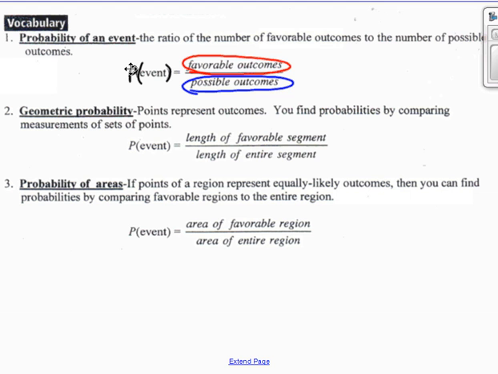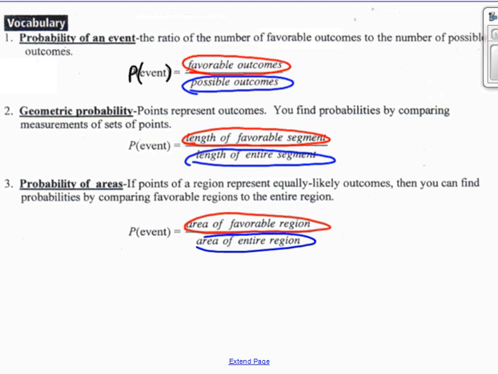Here we have geometric probability. This is talking about sets of points as lengths of segments. And again, it's the length of the favorable segment over the total. And probability of areas, which we'll be focusing on, is regions. So area of the favorable, so what you want, over area of the entire. So essentially the same formula, depending on what you're talking about, has a different name.